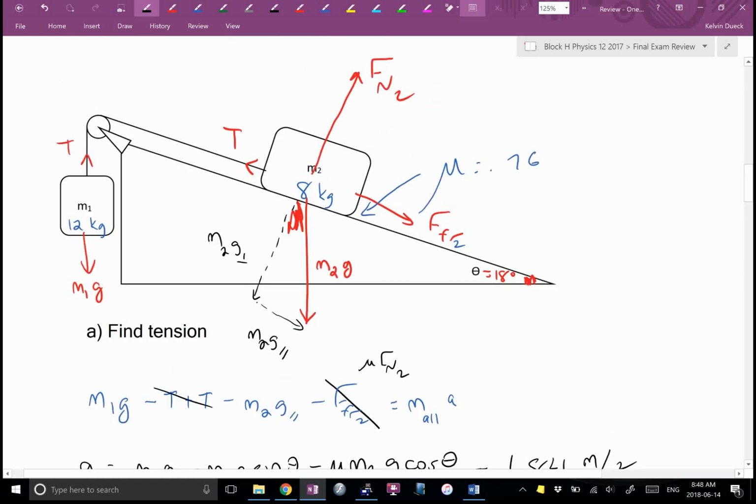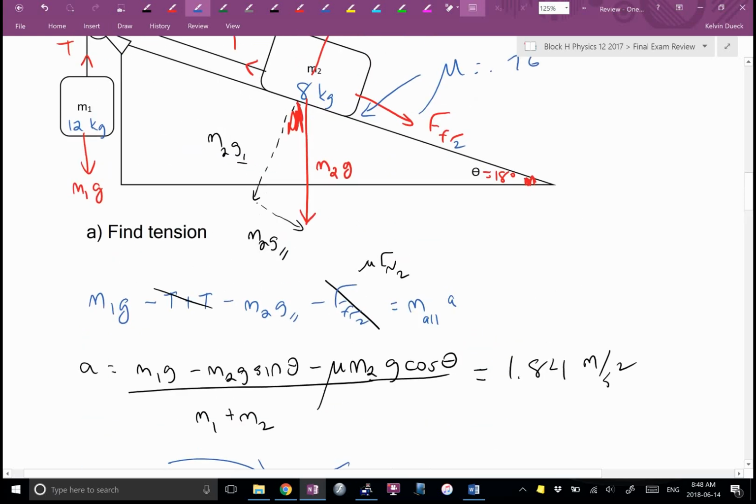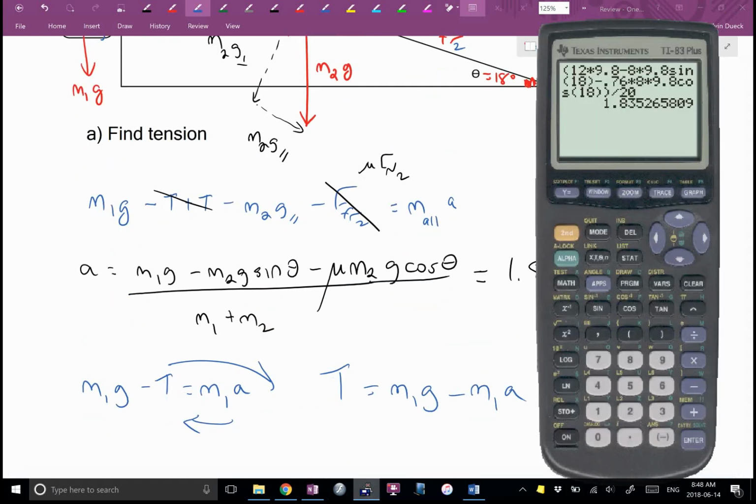How would I find tension? I'd use this one because it's cleaner. What's my equation here? Good. And just M1A, one mass. Swappy dance. And we get tension equals M1G minus M1A. M1 was 12, and I have A on my calculator, so it's going to be 12 times 9.8 minus 12 times answer button. Whoop. And I get a tension of 95.6.